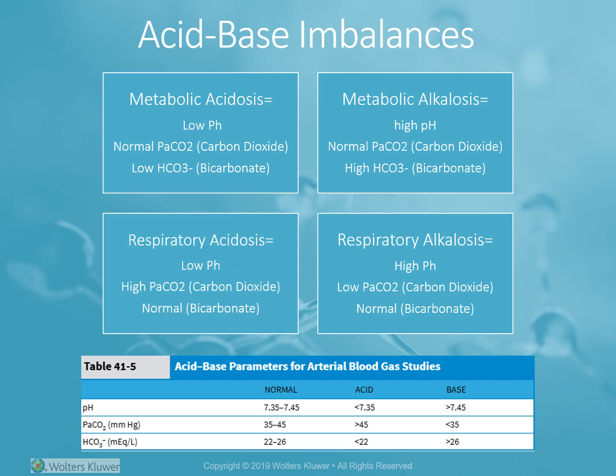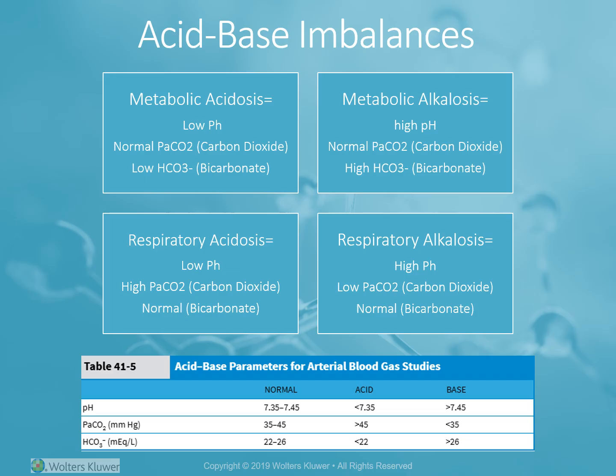The origin of the imbalance can be attributed in most cases to either a respiratory or metabolic problem. The determination is based on clinical conditions and whether the pH level is altered due to changes in the carbon dioxide levels, which would indicate respiratory, or if it's altered by bicarbonate levels, which would indicate a metabolic problem.